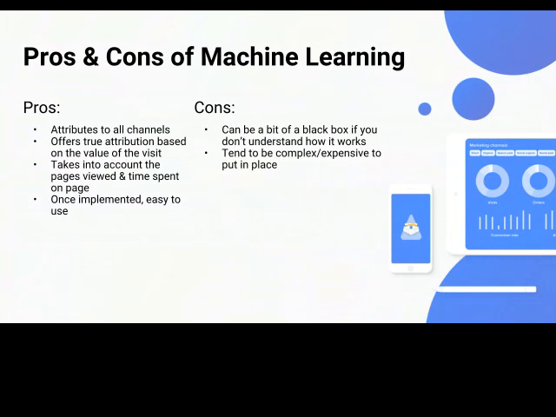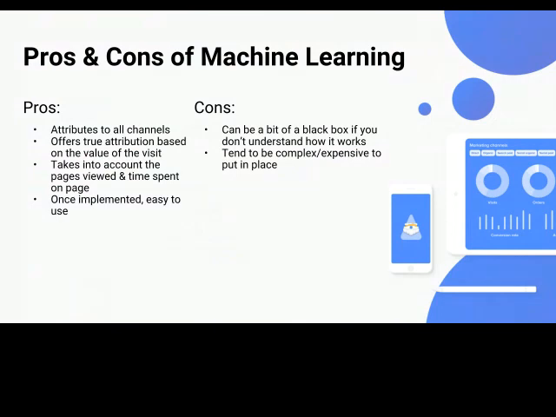But the cons can be that it's a bit more complex and a bit more difficult to understand. A last click model or a first click model is very easy. You can see that, okay, this is where we attribute the revenue. But the machine learning will put a unique value on each visit. So you can't say beforehand that it will put this much to the last or this much to the first, which makes it a bit more complex and difficult to understand.